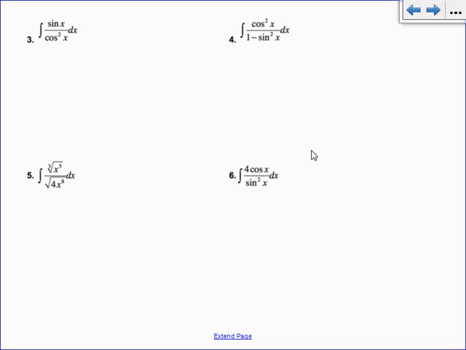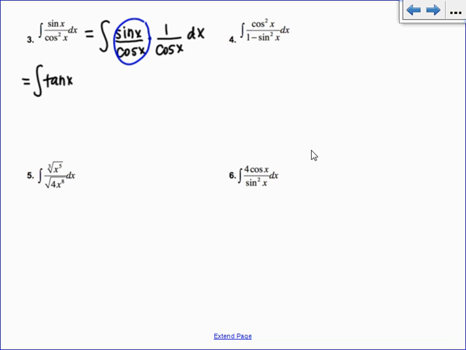Okay, so what I'm going to do is I'm going to think about sine over cosine times 1 over cosine. I'm going to try to break it apart into individual sines and cosines. Because I know that sine over cosine is tangent. And I know that 1 over cosine is secant.